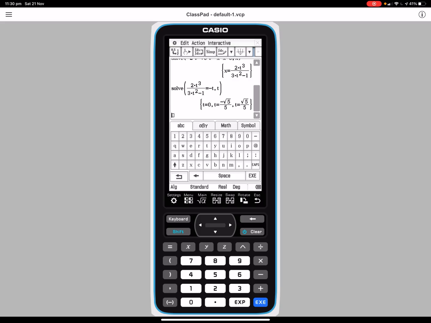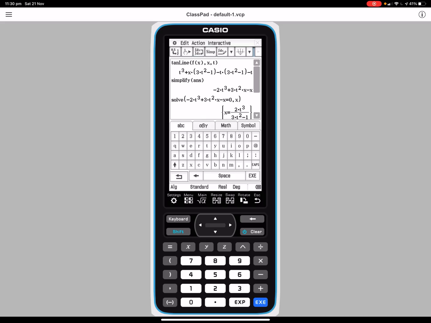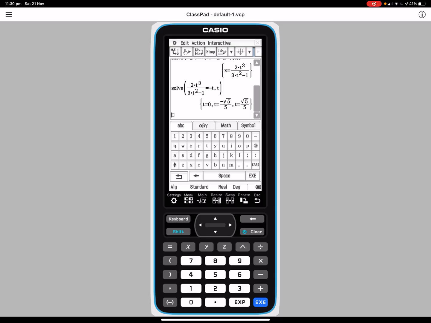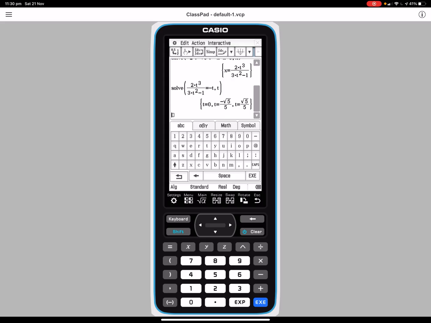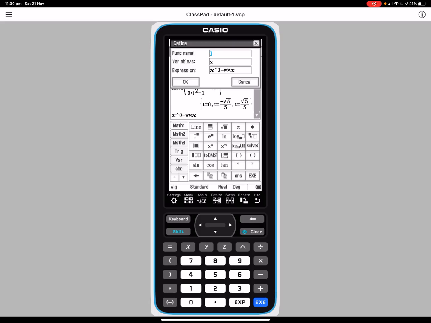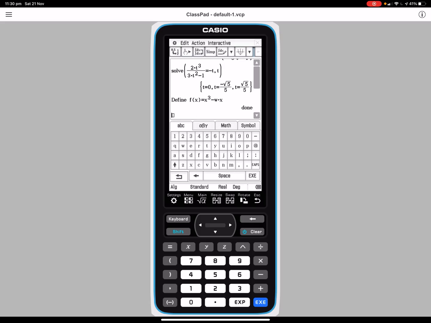So t, what? Oh, frick. There's no w in this one. Okay, so we've got to do it all again. But the first thing we want to do, we want to go back down here and define x cubed minus w times x. Define that as f of x. And then go back up and do it again.